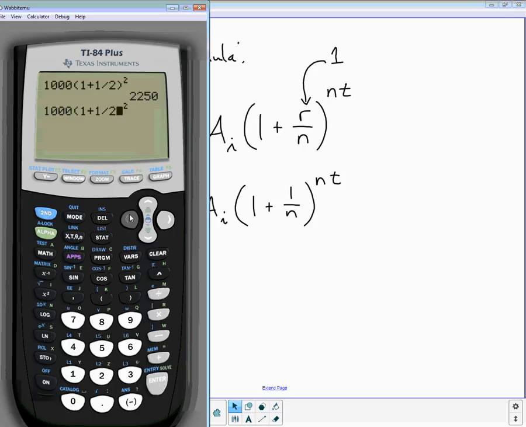So now let's go back and say, you know what? I'm going to be really nice. I'm going to compound every month. Nice. You went from $2,000 to $2,250, all the way up to $2,600 and some change. Pretty good. What if I compounded every day? Even better. And let's include leap year.